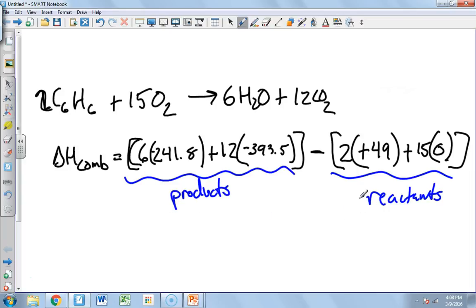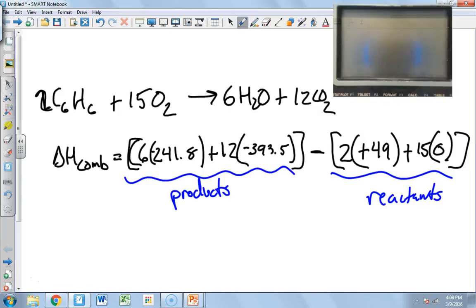Great. So now we just have to do some math in order to figure out what it is. So let me bring up my calculator. Be very careful doing the calculations on this. There's a lot of pluses and minuses and subtractions and additions, and I can tell you it's probably a math error more than a chemistry error. So we're going to do 6 times negative 241.8 plus 12 times negative 393.5.